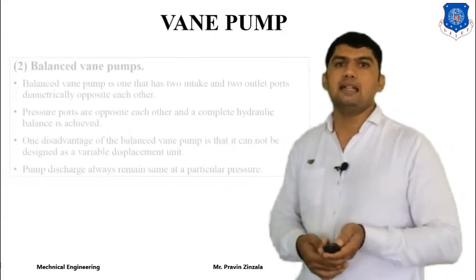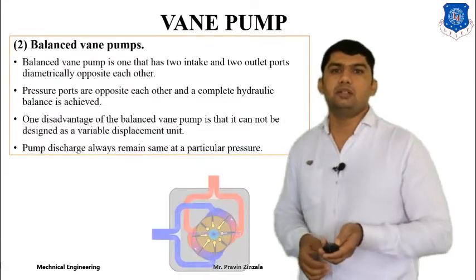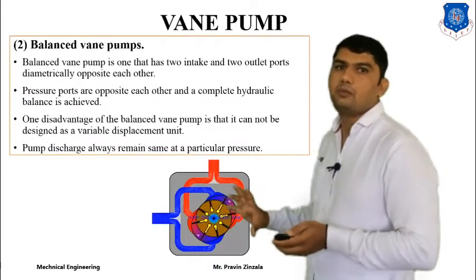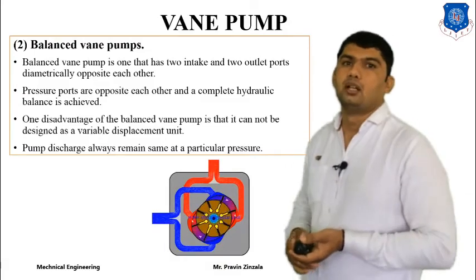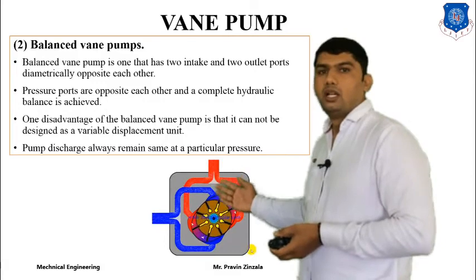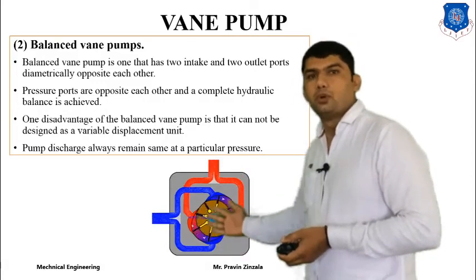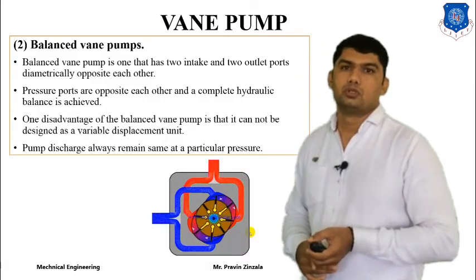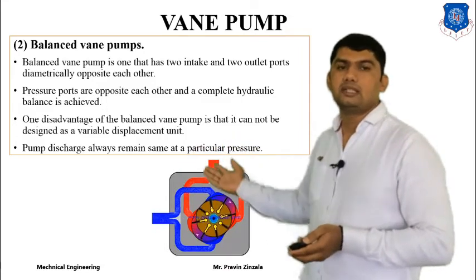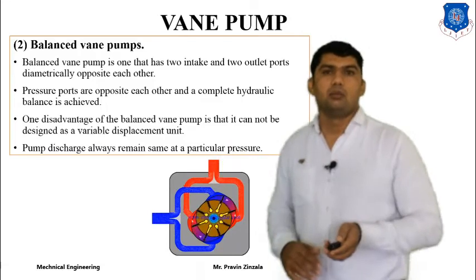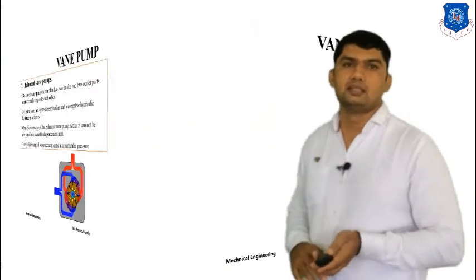Next is the balanced vane pump. The difference between the unbalanced and balanced vane pump is that in the balanced vane pump the output remains constant, and it has two inputs and two outputs. So the output of fluid remains constant. That is the main difference between the balanced vane pump and the unbalanced vane pump.